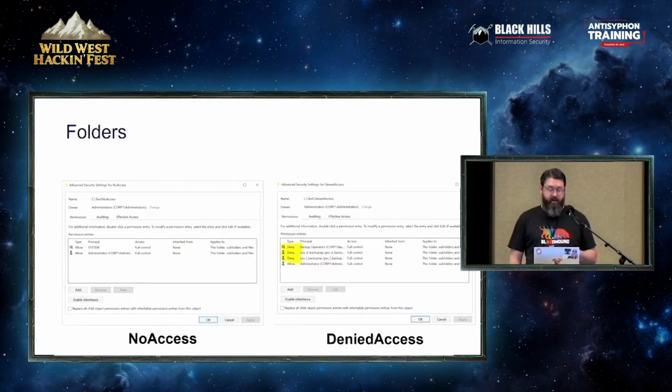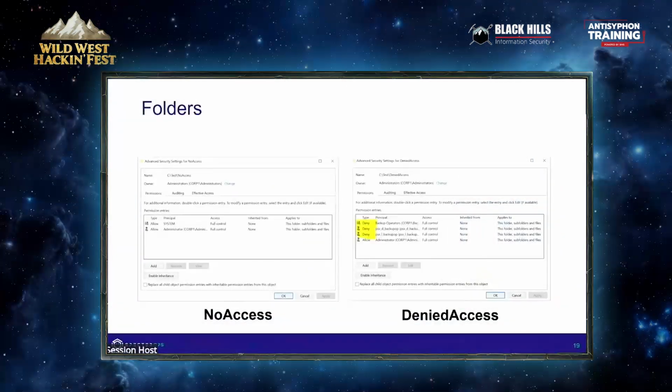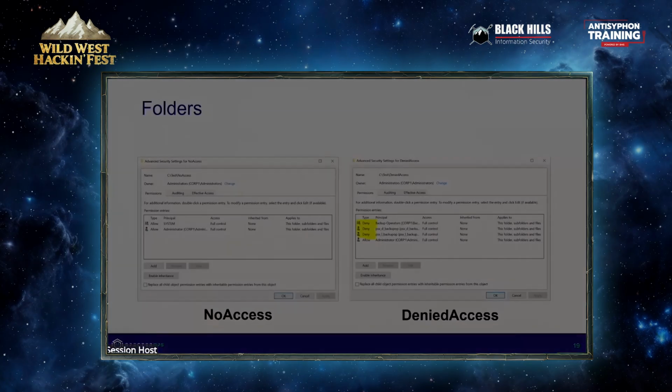On all my test servers, there are 2 child folders under C:\test. One has access granted only to administrator and system. The other only grants access to administrator and denies access to all of our test accounts. There are files in each of those folders.